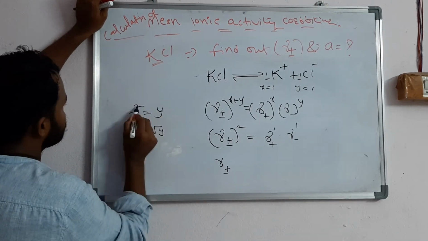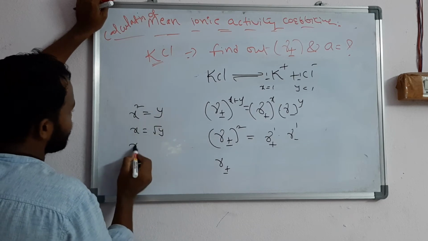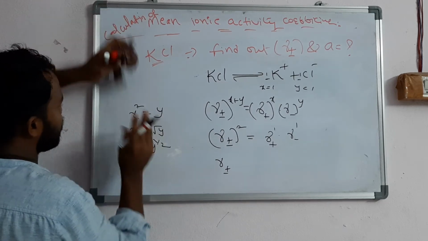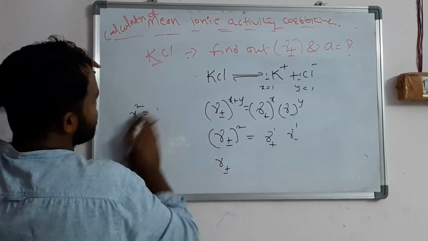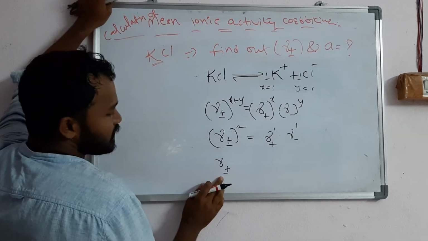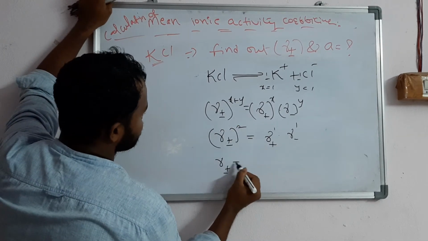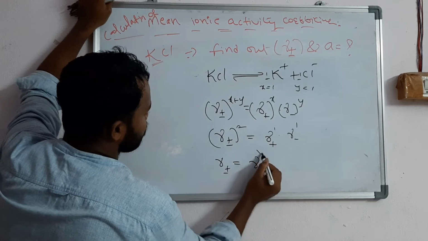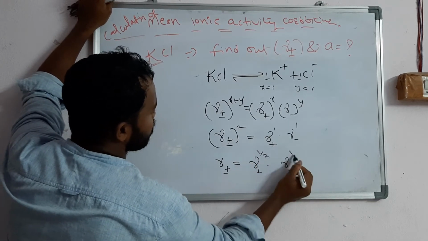Root y you should write. So this power comes here, root y. X is equal to what? Y to the power of 1 by 2 you should write. So x is equal to y power 1 by 2. Similarly, gamma plus or minus is there. So this 2 comes this side, that is power 1 by 2. Gamma plus power 1 by 2 into gamma minus power 1 by 2.